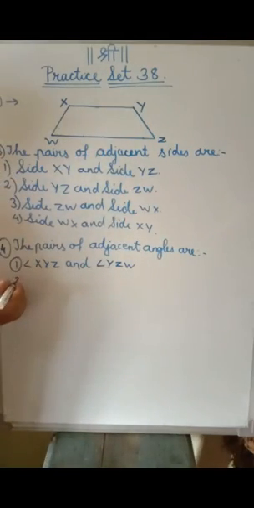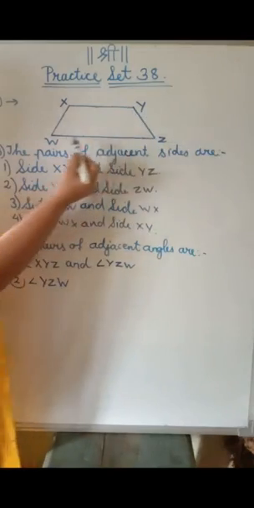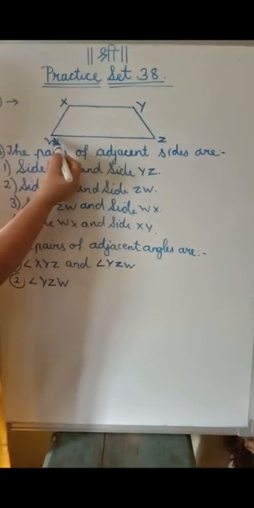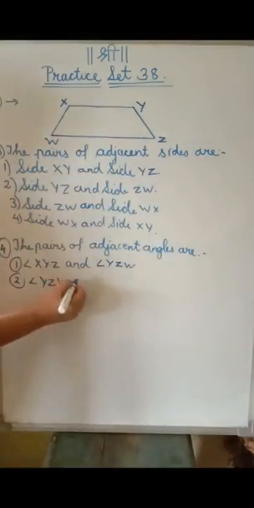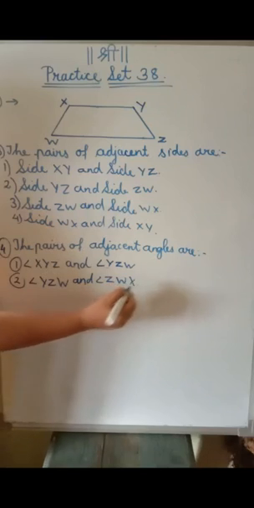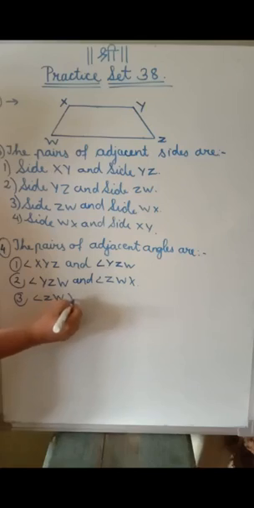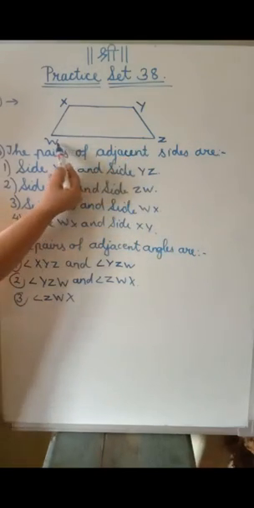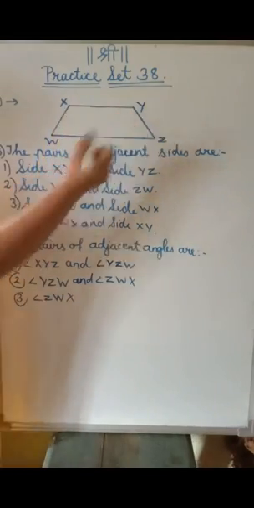Now, second pair, how to start? Take this angle down, angle YZW. Adjacent to it will be angle ZWX. Did you understand? Now, third pair. Take this one down, angle ZWX. Adjacent to it will be angle WXY.